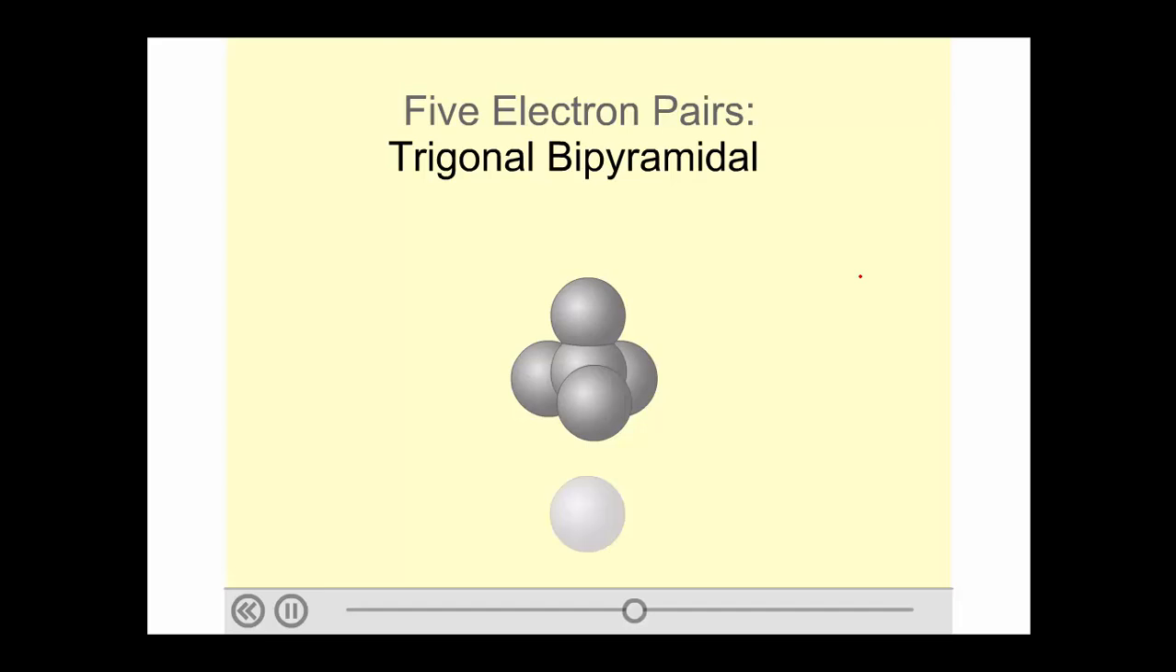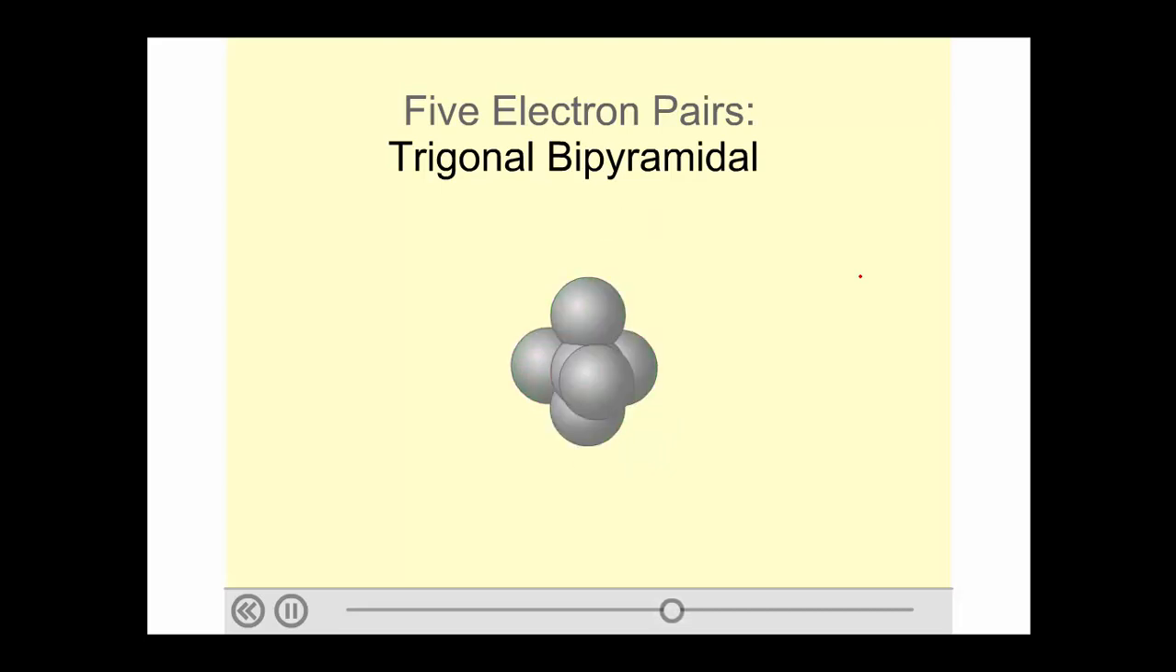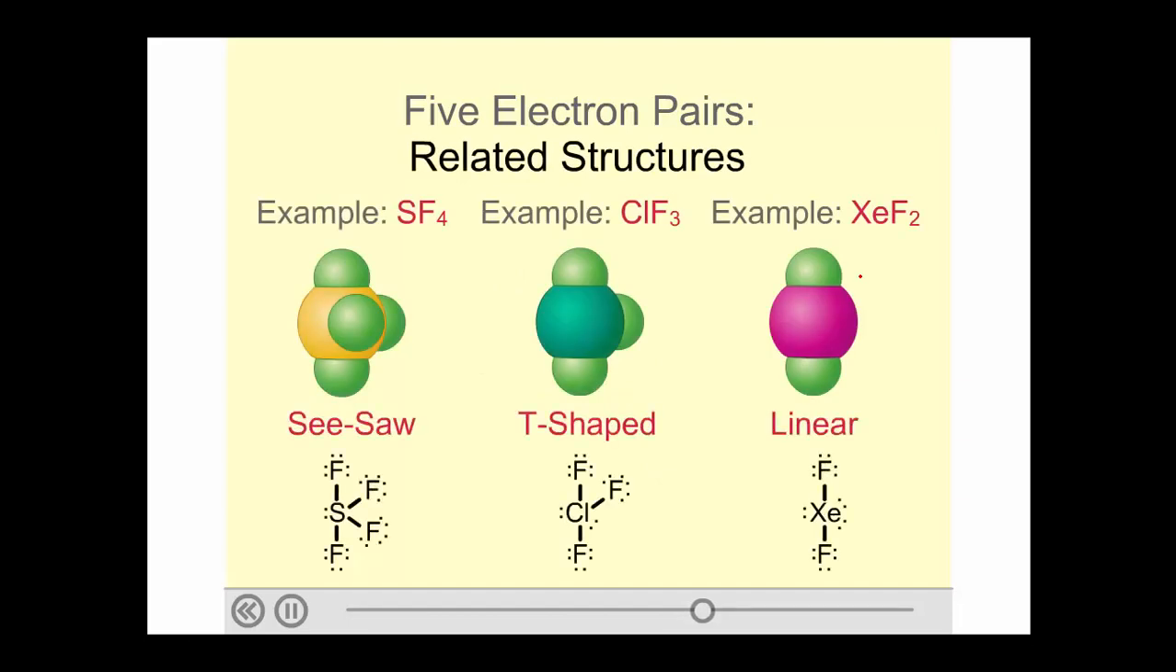Five bonding electron pairs around the central atom result in a trigonal bipyramidal structure. Phosphorus pentafluoride has a trigonal bipyramidal structure. The bond angles in a trigonal bipyramidal arrangement are 90 degrees and 120 degrees. When one of the five electron pairs surrounding the central atom is a non-bonding pair, as in sulfur tetrafluoride, the resulting structure is known as seesaw.